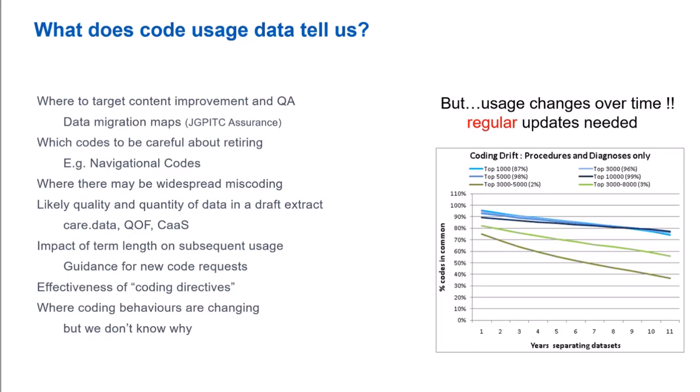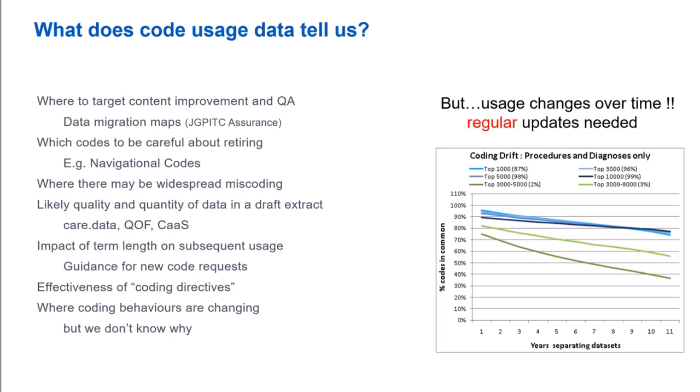But as you move your two data sets further and further apart, the overlap reduces. So if you take data that was recorded 10 years apart, although in both cases there will be a set of 1,000 codes that accounts for 87% of the data, only about 80% of the codes are the same. So there's about 20% difference in how that data is being recorded 10 years later, and it's a slow drift.